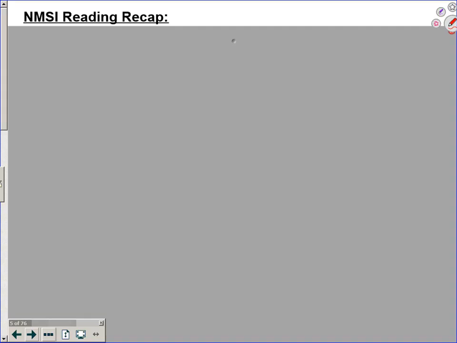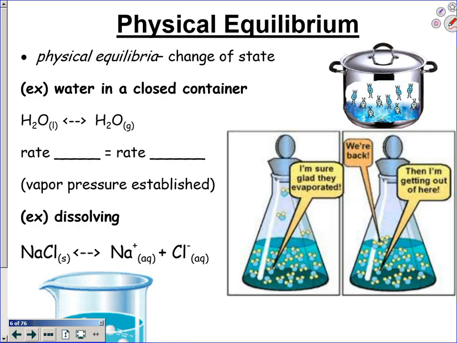We're going to go forward. This is a review of the reading guide. I'll get to that shortly. So the very first thing that I always start with is just the easiest form of equilibrium. It's phase changes. So we know that there's such a thing as physical equilibria and then chemical equilibria. Physical equilibria is just when we are at the phase change point.